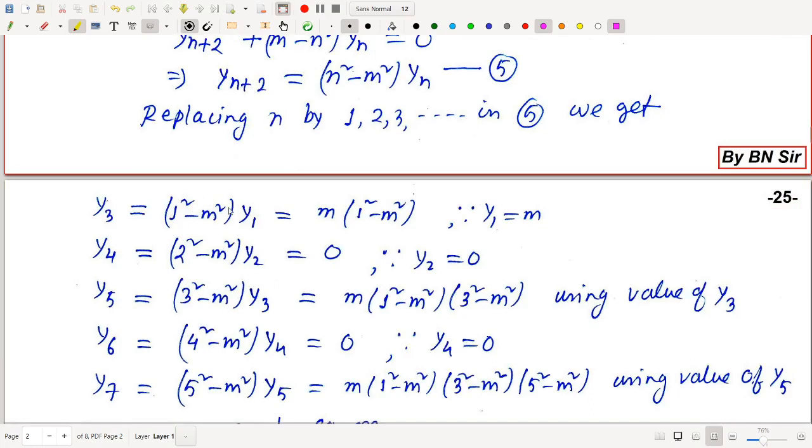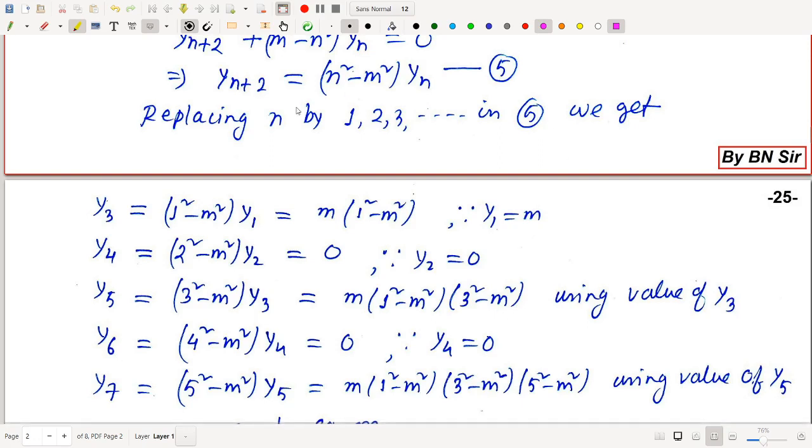So y3 will be 1 square minus m square y1, and value of y1 is m we have got, so it is m into 1 square minus m square. Now if we put n equal to 2 here, n plus 2 will become y4, y4 will be 2 square minus m square y2, but y2 is 0, so answer is 0. y5 will be 3 square minus m square y3, but y3 we have got m into 1 square minus m square, so y5 value is m into 1 square minus m square, 3 square minus m square.